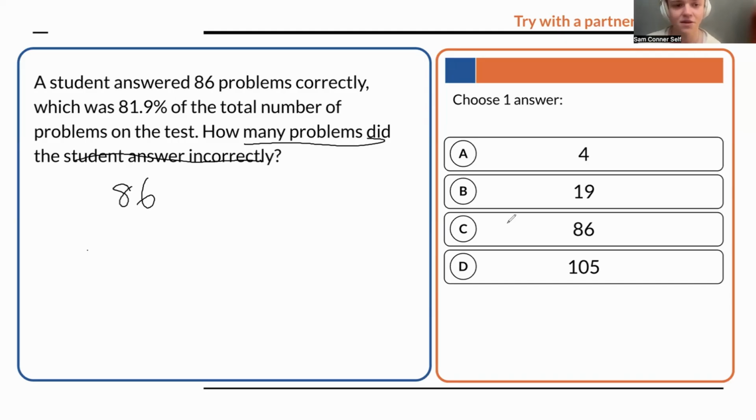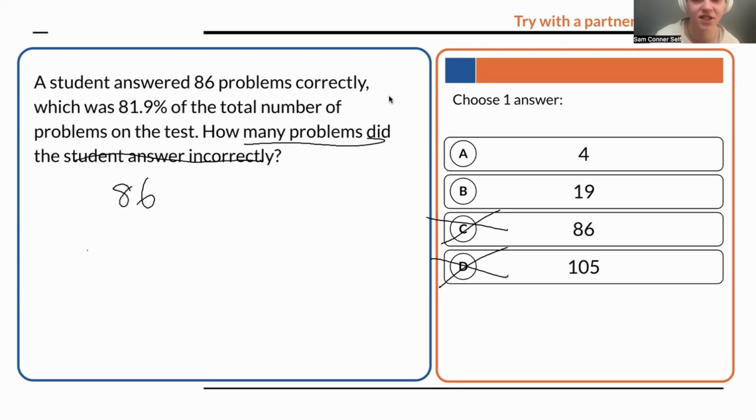So using that, we know that the answer cannot be C because if they got 86 problems incorrect and then 86 problems correct, this percentage would actually be 50. So we know it's not C, and then we know it's not D because D is also greater than 86. And so if they did answer 105 problems incorrectly, this percentage here would be less than 50. So we know it's not D. So we either know it's A or B, which narrows it down pretty well.